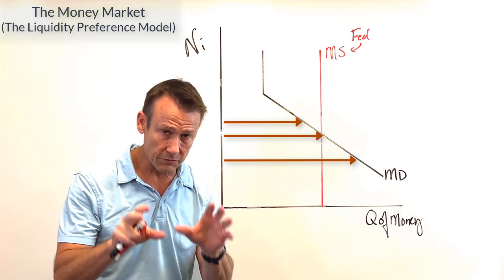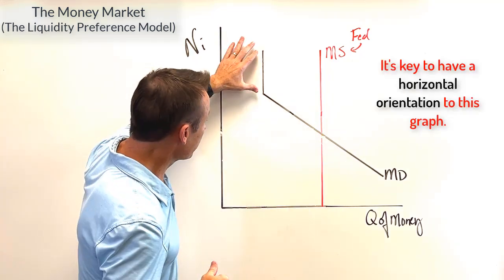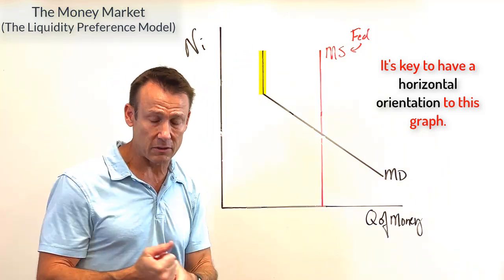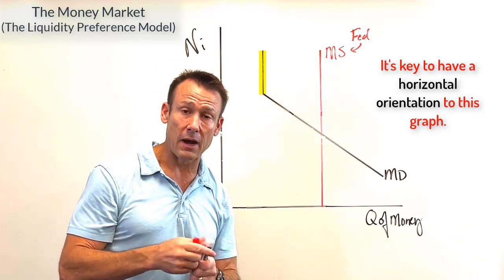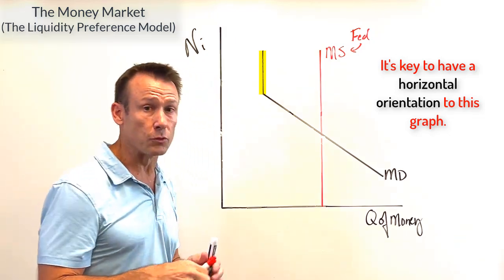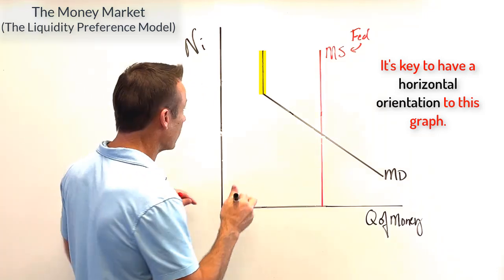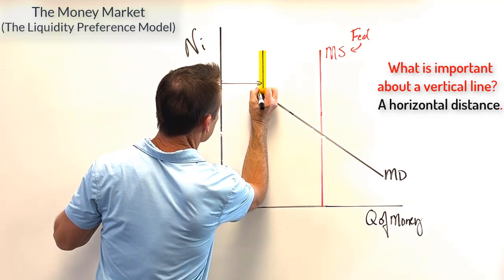Now, let's get into this a little bit more. Two sections of our curve. This vertical section right here, which is the base of our money demand curve, is our demand for holding our wealth in liquid form, i.e. our demand for money to do basic transactions. It's called our transaction demand for money. What is important about a vertical line is a horizontal distance.